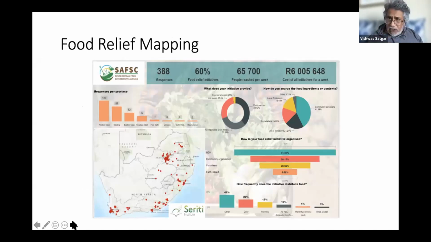Our food relief mapping, we crowdsourced information from communities to find out how are people surviving in the midst of COVID-19 and the lockdowns that we've experienced. And what came through very, very clearly is that the state failed both through the Solidarity Fund as well as the social development part in terms of its food parcel rollout. Many, many communities are displaying solidarity. We saw the solidarity during the drought. We saw the solidarity during COVID-19.